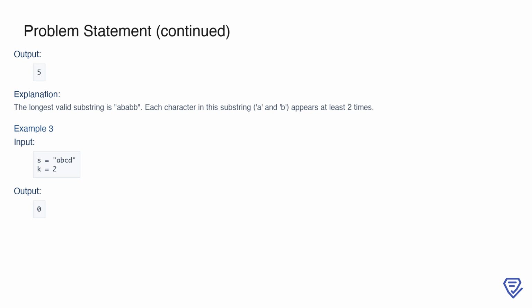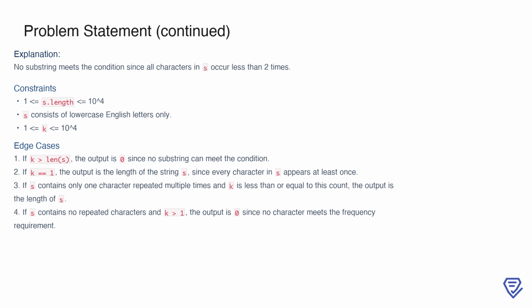Now, let's analyze a third example where s equals abcd and k equals 2. In the third example, the output is 0. This is because no substring in s equals abcd meets the condition. Each character in the string appears only once, which is less than the required frequency of k equals 2. Since there are no valid substrings, the result is 0.